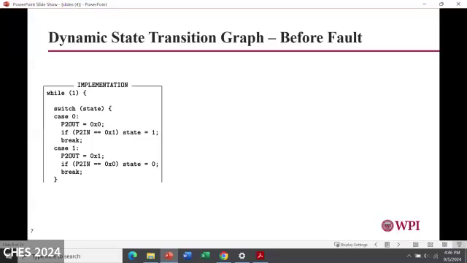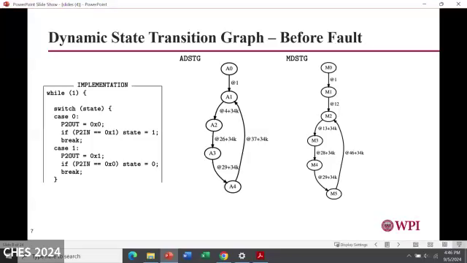I have a very simple implementation here. It's a switch case between two cases. The big idea is that if the input is 0, the output will be 0, and if the input is 1, the output is 1. And this is the ADSTG and MDSTG.